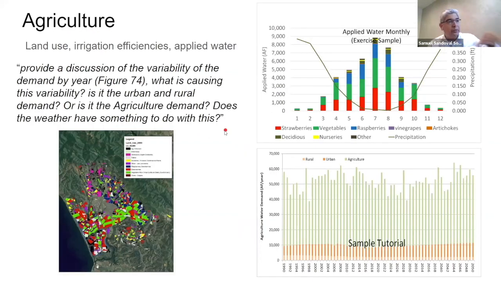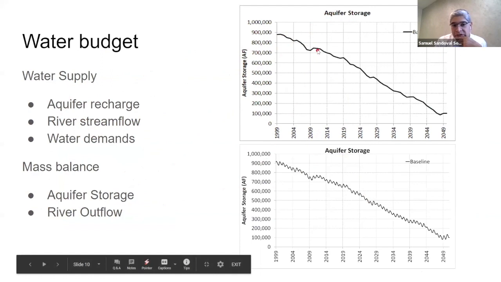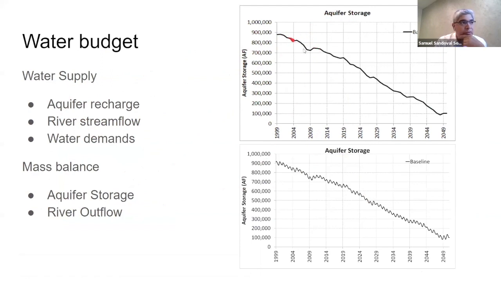At the end, we put all of these details together into a water budget, which will estimate first aquifer recharge, stream flow, and water demands, and then do a mass balance to estimate aquifer storage, and also river outflow. But here, as you can see, this basin has been in overdraft for the last 50 years. They've been extracting more groundwater than they are supposed to. And then we ask them about seawater intrusion and some other problems.